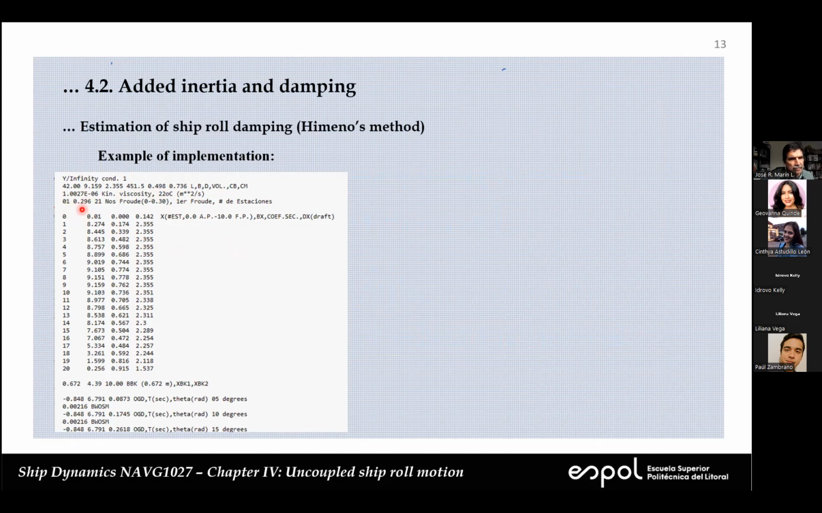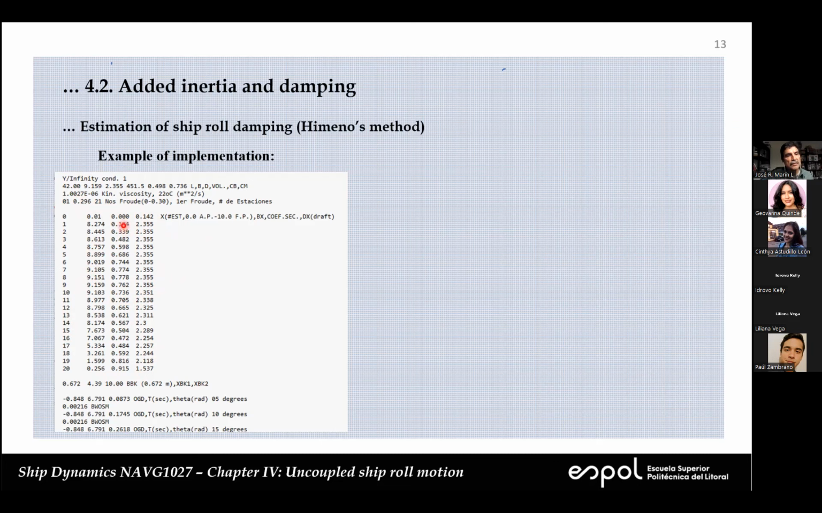This is the Froude number. This is the number of stations that we need to consider. In this case, this is the number of Froude numbers that we have to consider. It's only one, so one velocity. I was analyzing the ship moving with one velocity. Okay, this is the information for the stations.